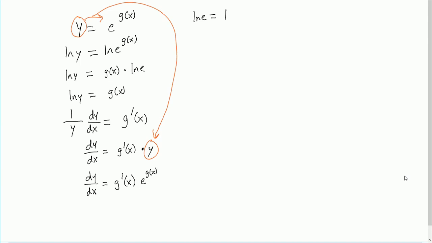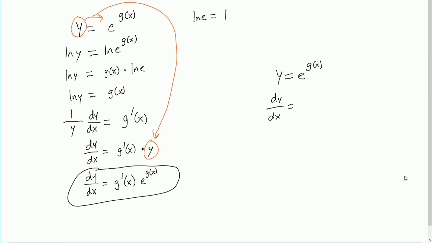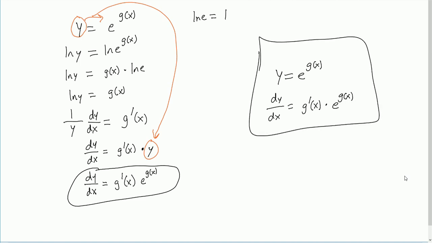And that's literally our rule. Do you have to do this process every time? No. I'm just showing you how to get the derivative rule here. So again, if you want a more concise way to think about this, anytime I have y equal e to the g(x), then the derivative is the derivative of g times e to the g(x). That's the rule we need to remember.